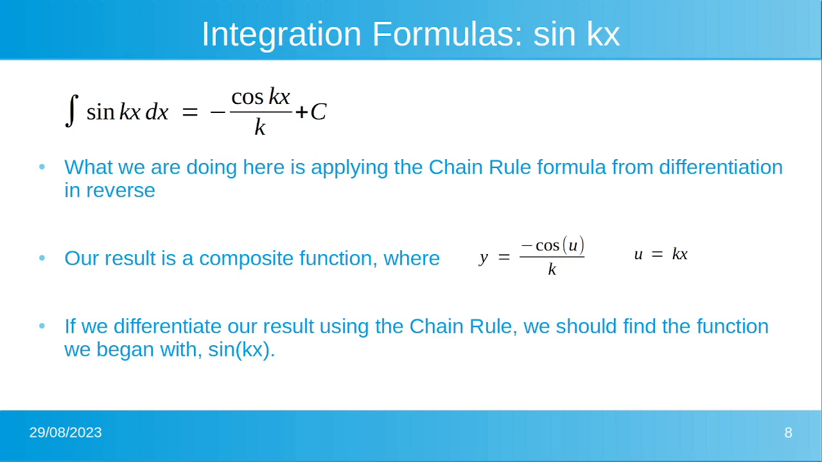So what we're doing here is we're applying the chain rule formula from differentiation in reverse. Our result is a composite function where y is equal to minus cos u over k and u is equal to kx. If we differentiate our result using the chain rule, we should find the function we began with, sine kx.